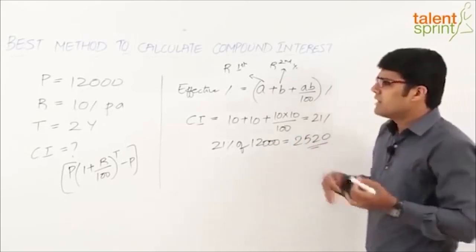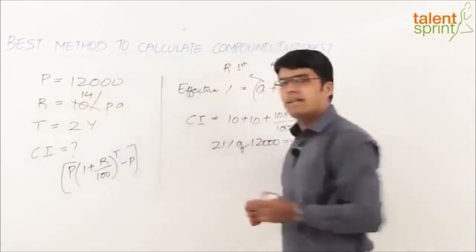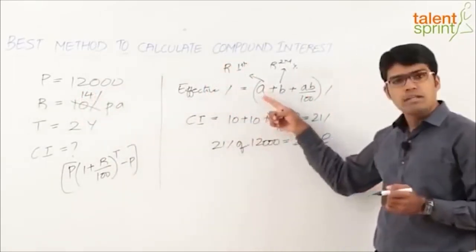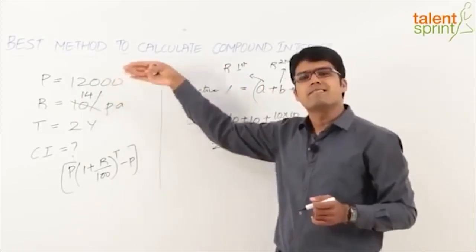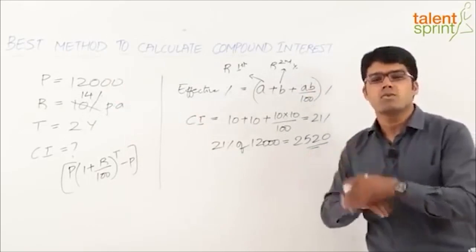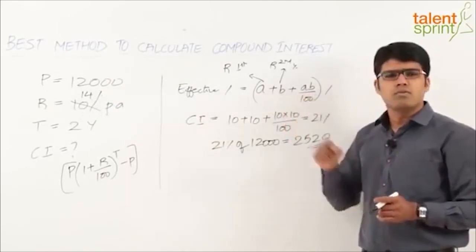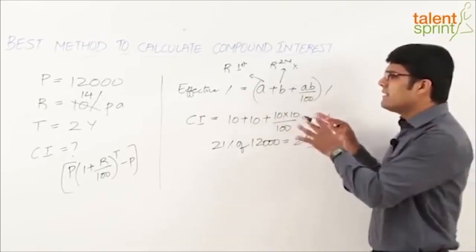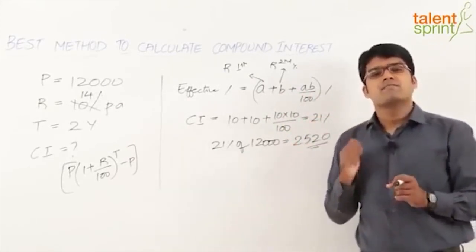Likewise, let's say the given rate of interest is 14% per annum. Then how do you do it? A is equal to 14 and B also is 14, because the time period is 2 years and the rate of interest is fixed at 14% per annum. So for the first year 14% and second year also it is 14%. So what do we do? 14 plus 14 plus 14 into 14 by 100. Now this again is a mental calculation, right?